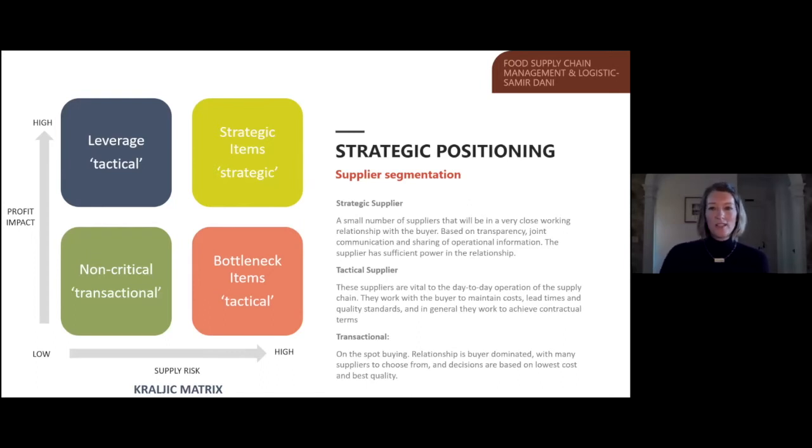And what are strategic items? A small number of suppliers that we have a very close working relationship with, the buyer based on transparency, joint communication, and sharing of operational information. The supplier has sufficient power in this relationship. And I believe as the number of potato farmers in the UK reduces, potato production is strategic and must be looked at that way. And this is why sharing information is becoming so important.